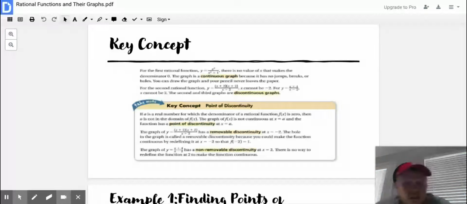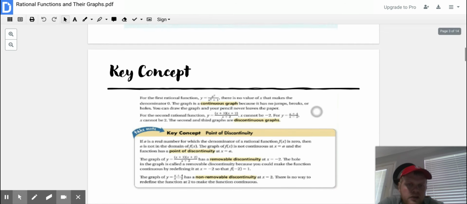For the first rational function, y equals x squared over x squared plus 1, there is no value of x that makes the denominator 0. The graph is a continuous graph because it has no jumps, breaks, or holes. You can draw the graph and your pencil never leaves the paper. For the second rational function, y equals (x plus 3)(x plus 2) over x plus 2, x cannot be negative 2. For y equals x plus 4 over x minus 2, x cannot be 2. The second and third graphs are discontinuous graphs. So there's your difference between continuous and discontinuous graphs.